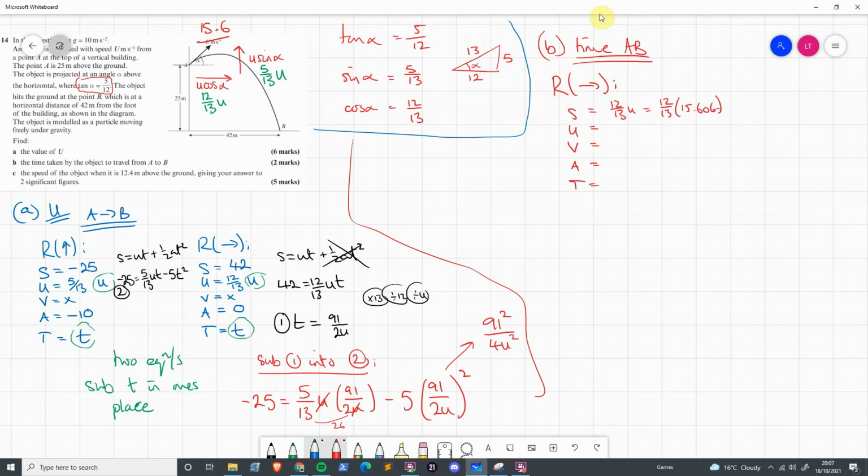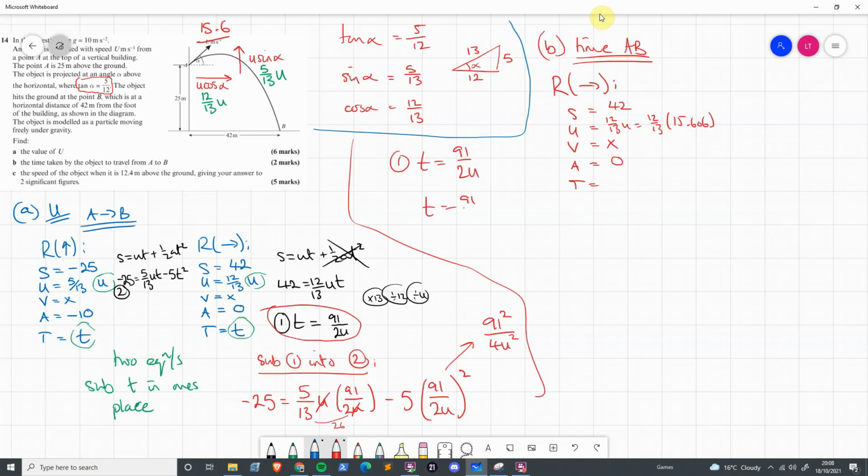Oh, sorry. My bad. That should be in u. So, 12 over 13u, or 12 over 13 times 15.606. We know that s is 42, more like it. We know the acceleration is 0, and the time it takes to get to B, well, we don't know that yet, but we could actually find it from this, couldn't we? T equals 91 over 2u. That's my equation 1. So, why don't we find that value of t?